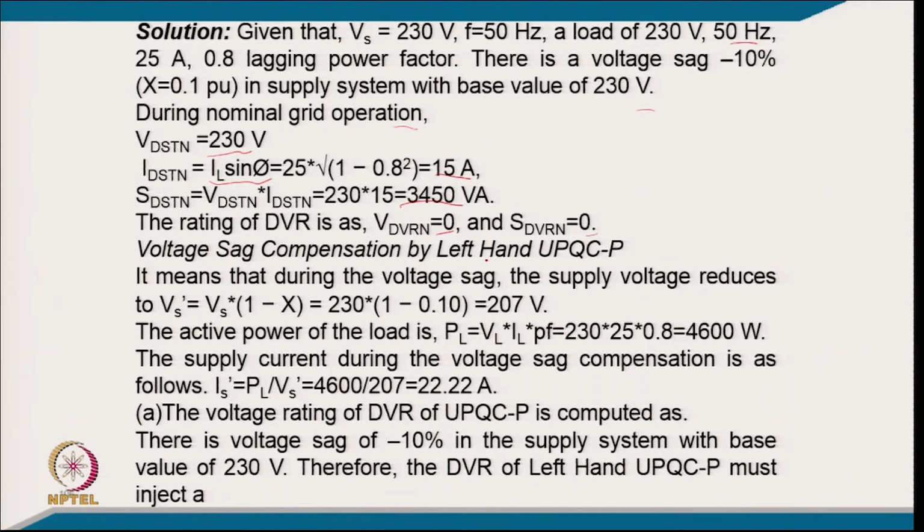But for the voltage sag compensation by left hand UPQC, now DVR has to function for voltage injection. So, it means that during voltage sag the supply voltage reduces to Vs dash equal to Vs into (1 minus x). So, 230 into (1 minus 0.1). It becomes a voltage of typically 207 volt in place of 230, and the active power of the load now is VL IL. So, that is 230 into 25 into 0.8, 4600 watt. The supply current during the voltage sag compensation is PL upon Vs dash. So, it becomes 22.22 because there is a voltage sag here.